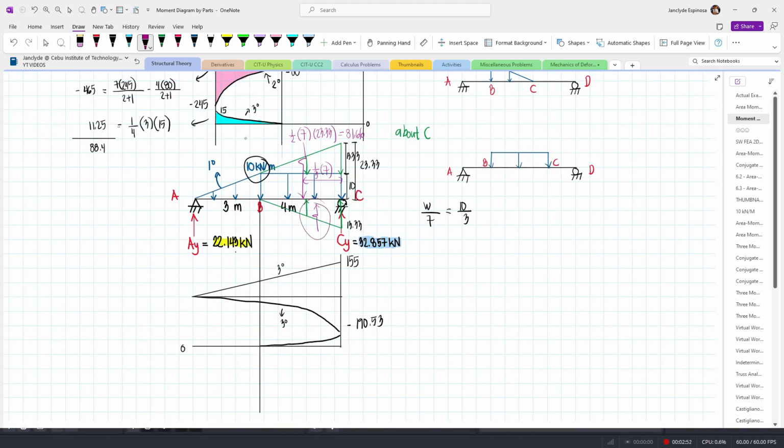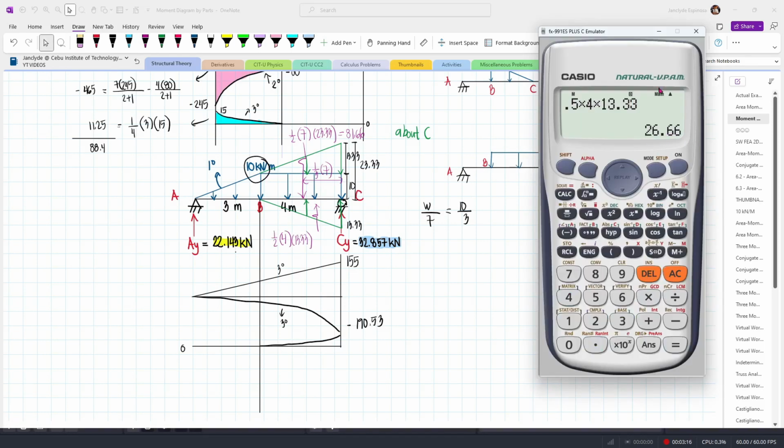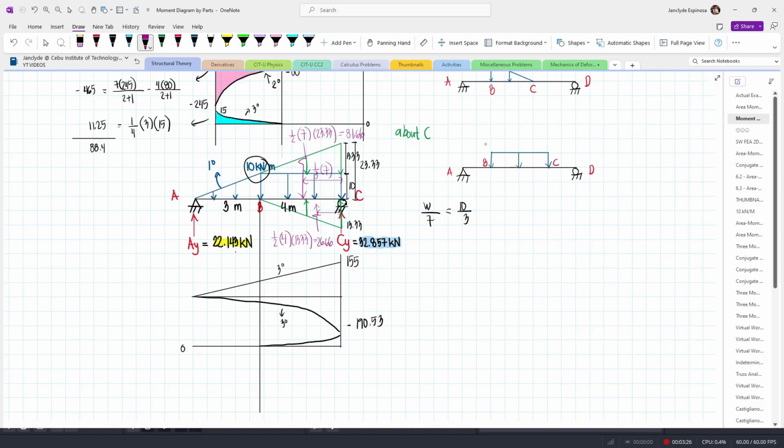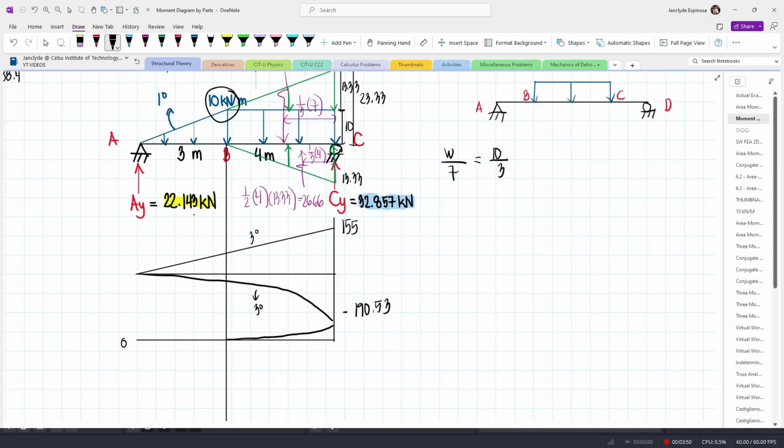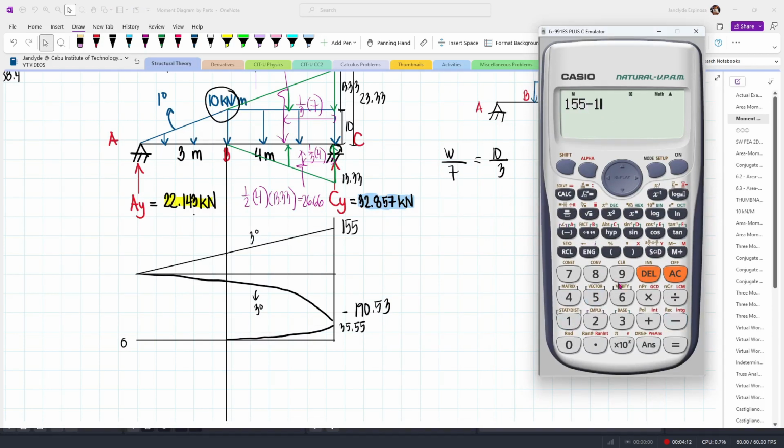Now the value of this resultant will be 1/2 times the base, which is 4, multiplied by the height, which is 13.33. And so this is 26.66. And then this moment arm is 1/3 of the base, which is 4 meters. And so multiplying this one by the moment arm, which is 4/3, we have 35.55. And then if we add all of these, since this is at the end of the beam, then this should amount to 0. And so 155 minus 190.53 plus 35.55, we have 0.02, which is approximately 0.